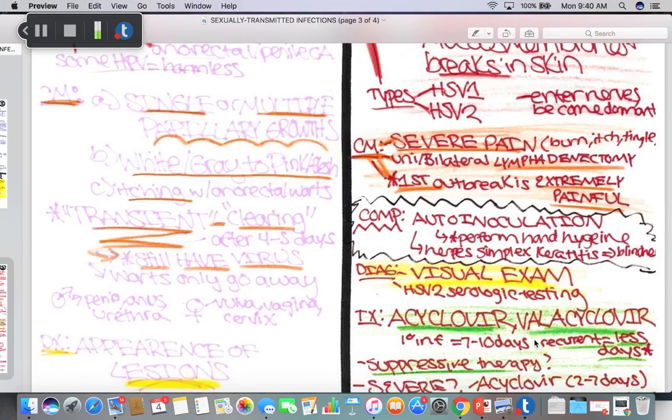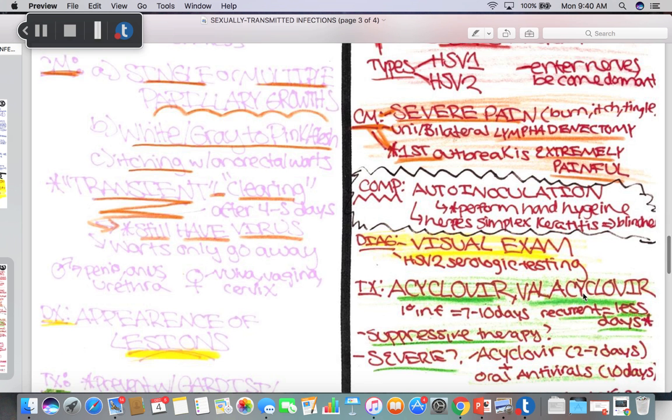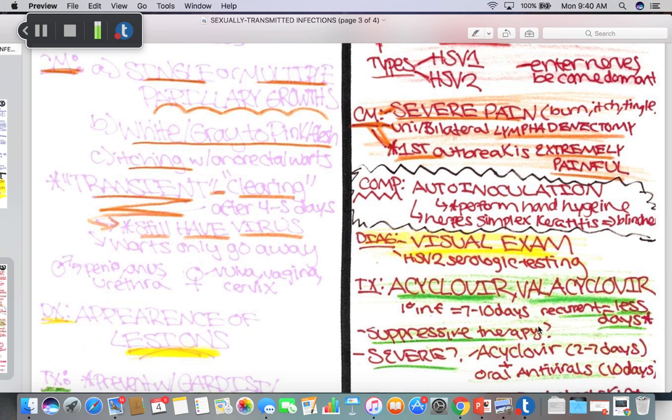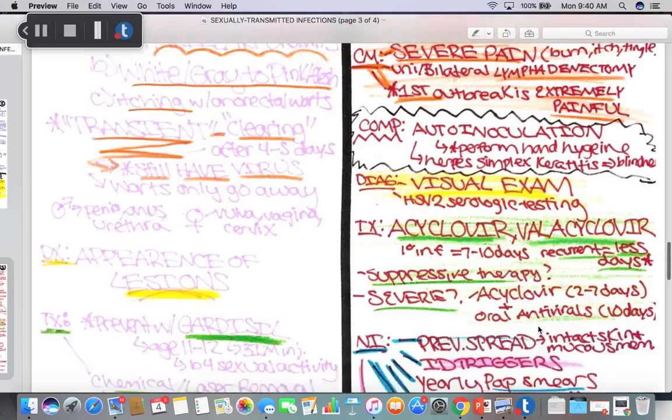Treatment for genital herpes includes acyclovir or valacyclovir. For the primary infection, the treatment has to be longer, probably between 7 to 10 days. For recurrent infections, they're going to have less treatment. Patients might choose to participate in suppressive therapy, but with subsequent infections the clinical manifestations are going to decrease. Most people don't tend to utilize suppressive therapy. Severe genital herpes is treated with acyclovir and oral antivirals.